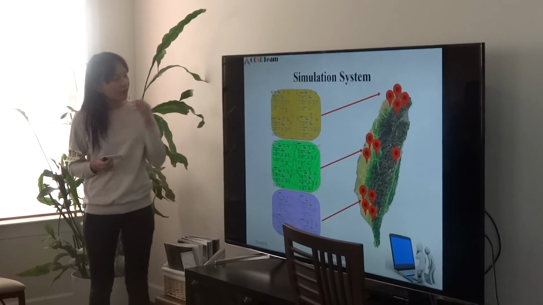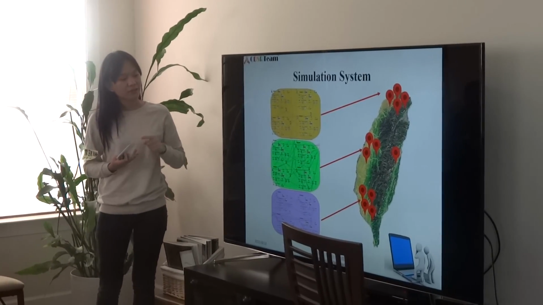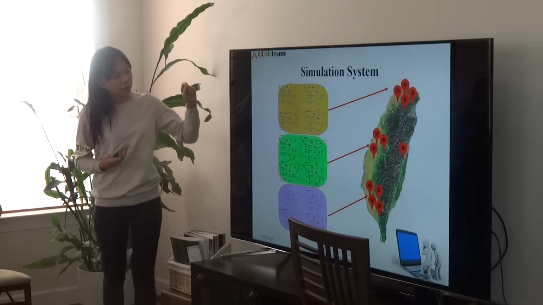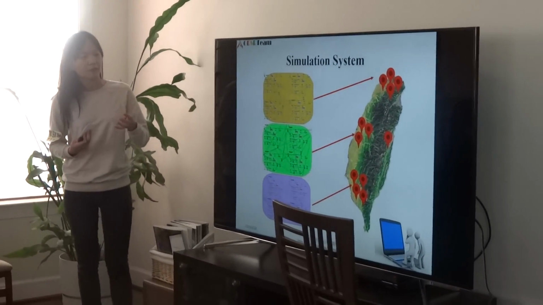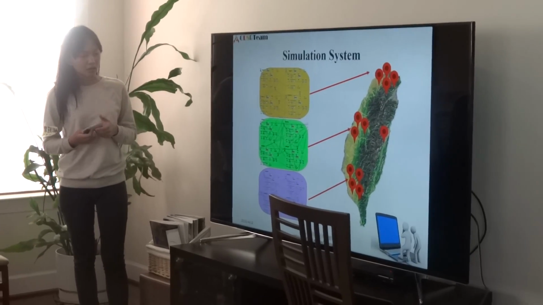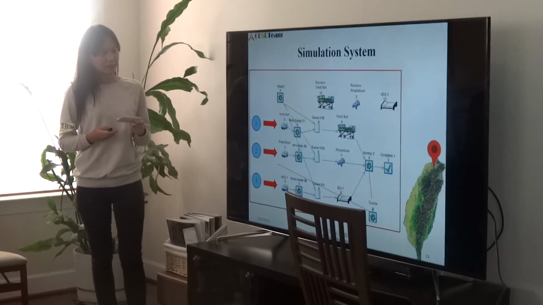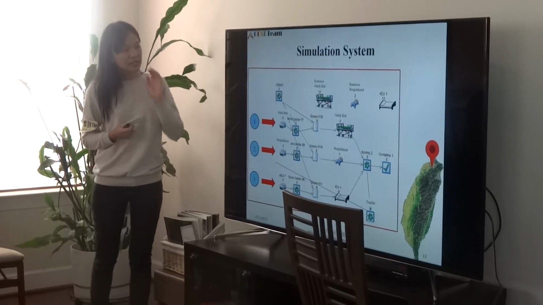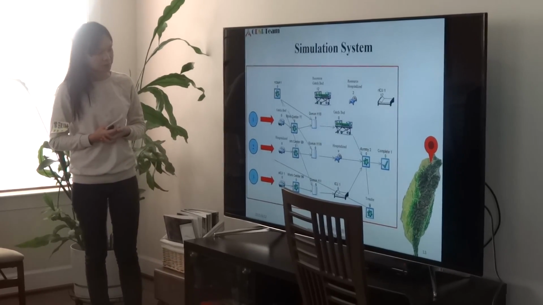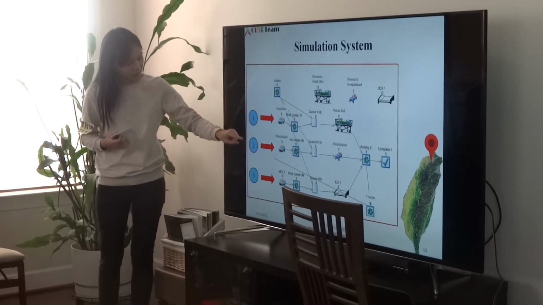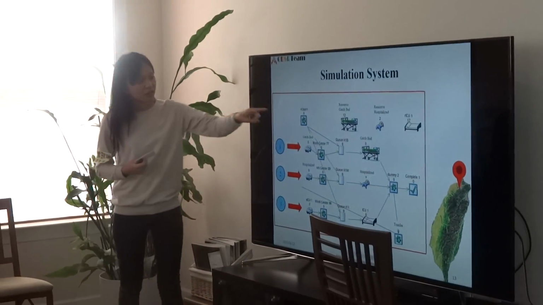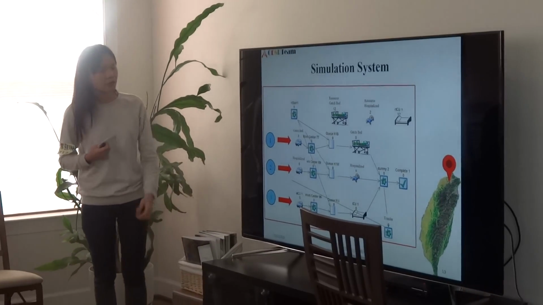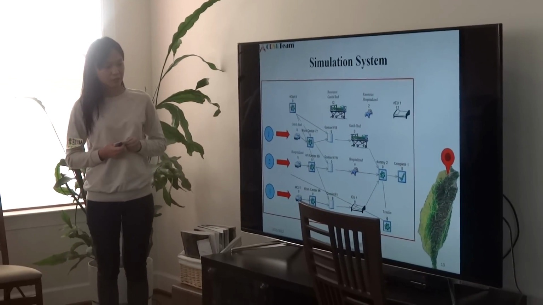And then these 3 colors represent the north, south, and center parts of Taiwan. Each of the colors includes 4 hospitals that are available in Taiwan. This is the simulation system detail for each hospital. These 3 ambulances mean 3 kinds of beds, and these are the resources for each bed in the hospital.